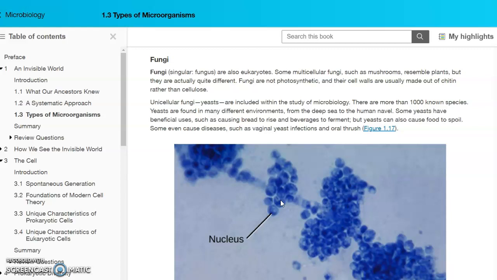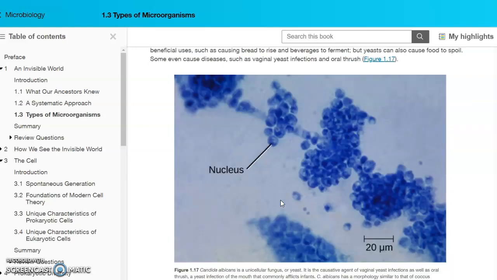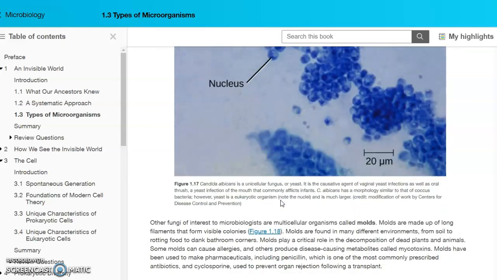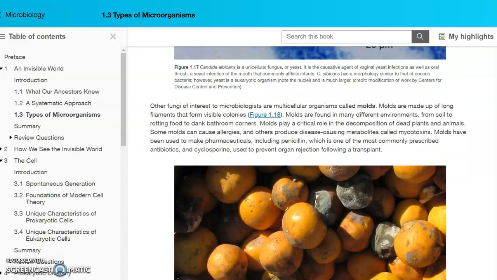Now, unicellular fungi are referred to as yeasts, and we do study some species of yeast in microbiology. Some yeasts we use in food. Saccharomyces cerevisiae is what we use to make bread and to make alcoholic beverages. But then we have some forms of yeast like Candida, which can cause infections. So we will look a little bit at fungi in terms of their importance to humans, but also their ability to cause disease.